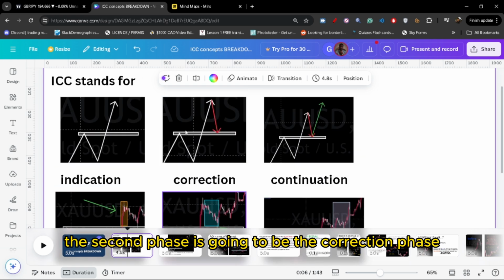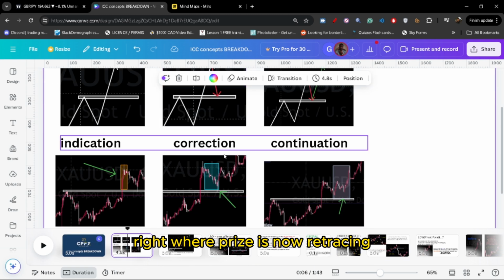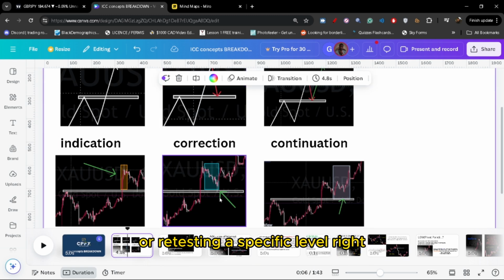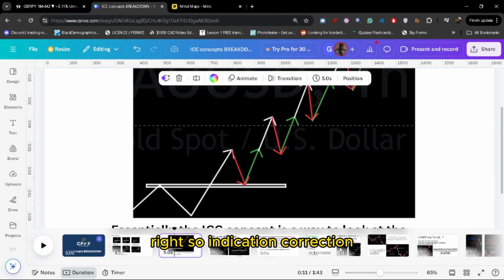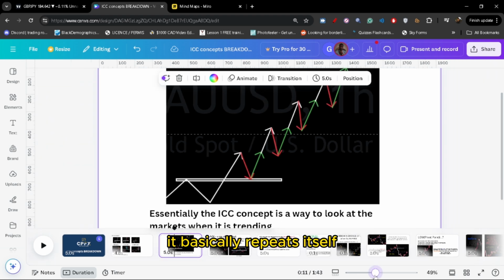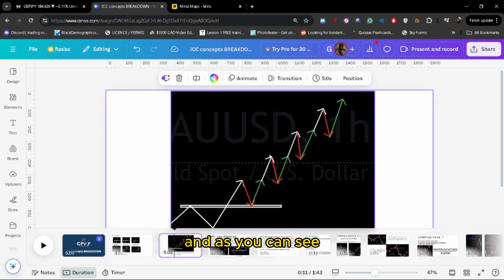The second phase is going to be the correction phase, right, where price is now retracing or retesting a specific level, right? So we haven't taken our trade yet. We wait for this phase to finish, and then the last phase is going to be the continuation phase. This is now where we find our trades, right, and we are looking to ride the trend, right? So essentially guys, this is how you look at the market. So indication, correction, continuation, and then guys, it basically repeats itself. And as you can see, you're looking to buy in this specific market here because it's trending up, right?